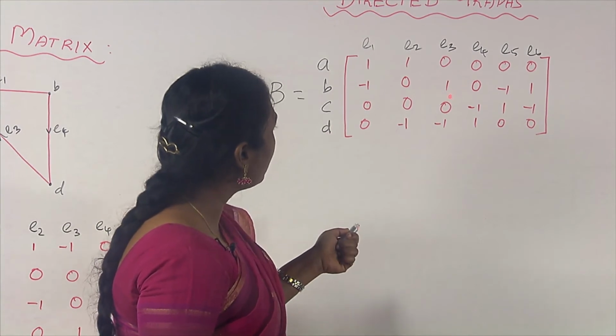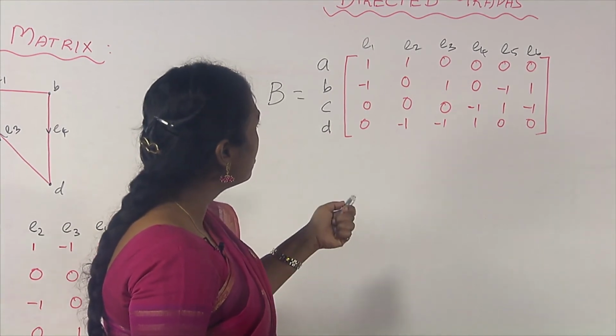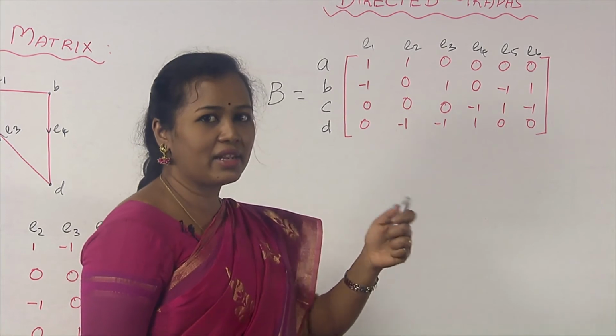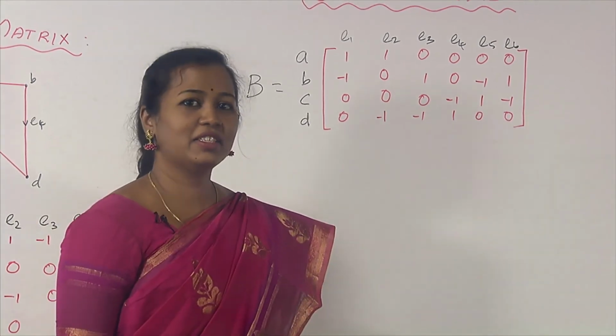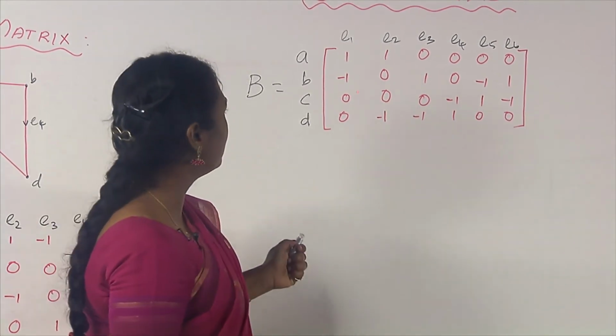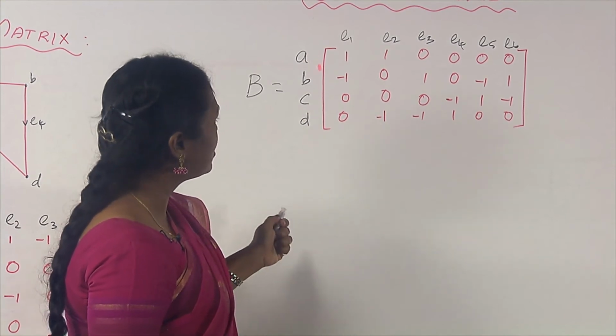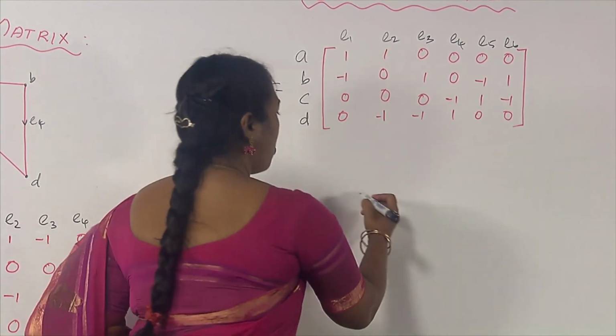For B it is 1, and for D it is minus 1. So, you can make this mental connection here. Now, let us start constructing the graph here. So, 4 vertices are there and 6 edges are there. Now, let me draw 4 vertices first.